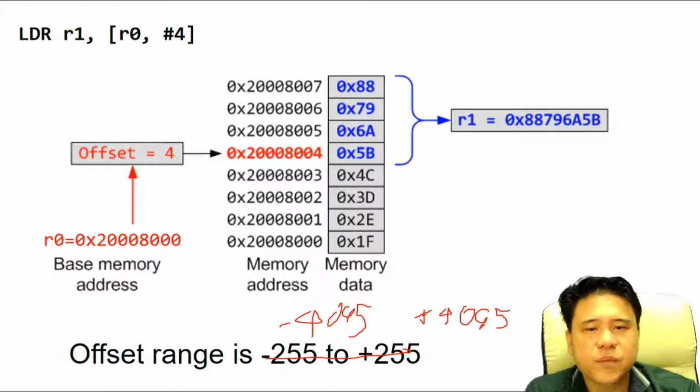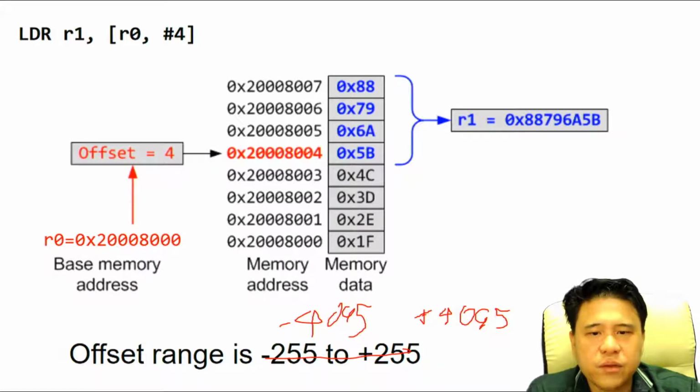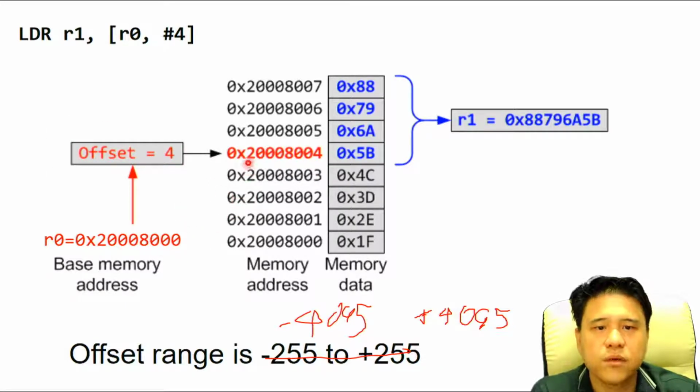Okay, then we will find out what's going to happen if we use this command. If you have R0, in this case, equal to this number 0x2000800, then you have an offset of 4. It means that when you combine these numbers together, this pointer will point to address 0x2008004, and this one is a load. It means that you copy the values from this address and store them into R1.